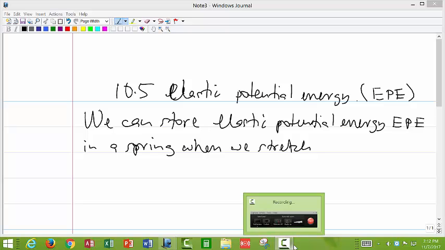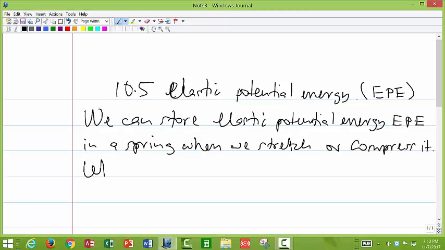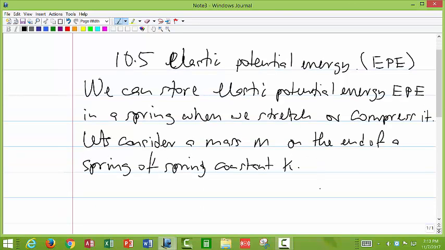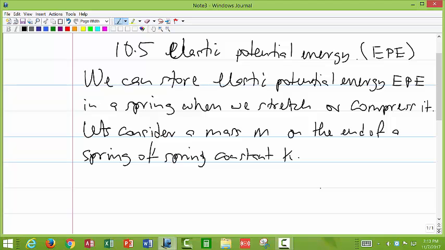We can store elastic potential energy in a spring when we stretch or compress it. So we shall consider the setup below. We have a mass m on the end of a spring of spring constant k. Let's say we stretch this spring and then release it. When we stretch it, we store energy in it.